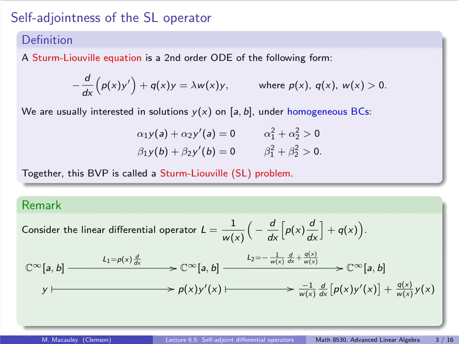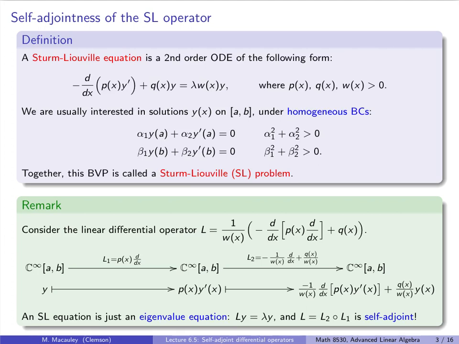You can express this operator as a composition of two operators, L1 and L2. So first of all, take a function y and apply p(x) d/dx, which sends it to p(x) times y prime. And then you apply this L2, which is negative 1 over w d/dx plus q over w, and you send this function to this horrible mess right here. I don't think there's too much to be gained from actually doing this yourself. Just know that this operator breaks up into the product of two of them. And a Sturm-Liouville equation up here is just an eigenvalue equation, Ly equals lambda y.